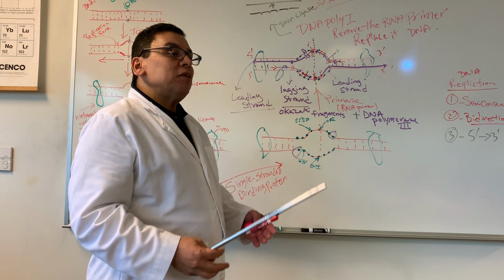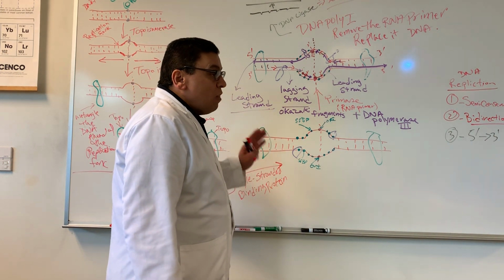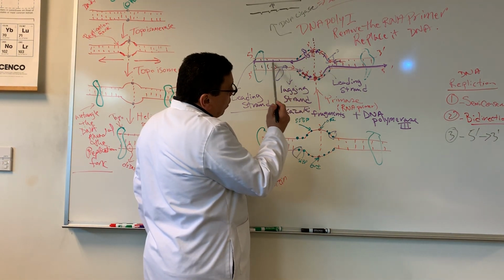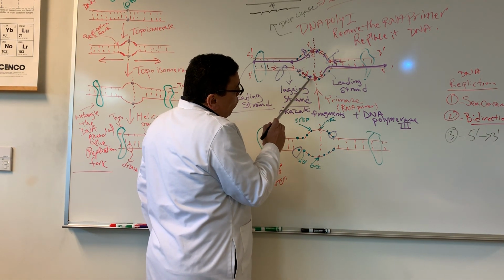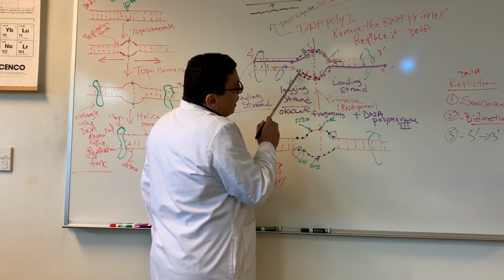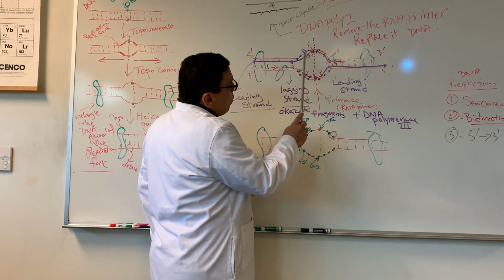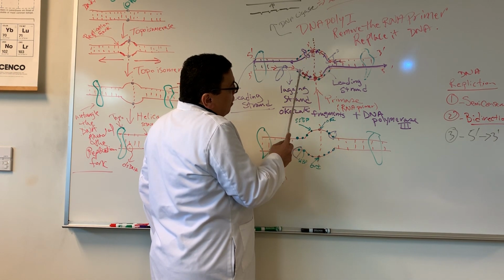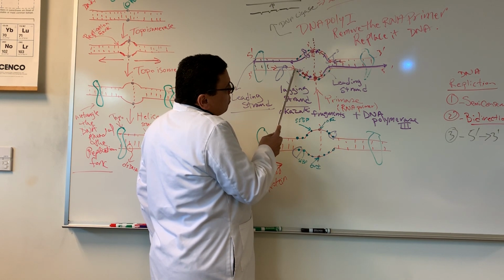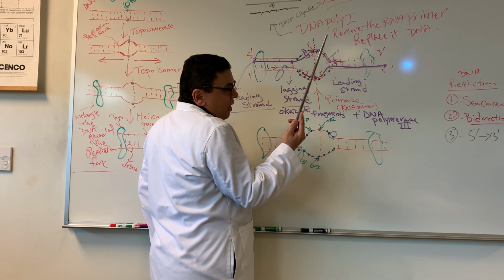Look at how I remember this one. The leading strand is the one that's going towards the fork. The one that's going away from the fork or towards the origin is the lagging strand. So you can say the leading strand is moving towards the fork or away from the origin. The lagging strand is moving away from the fork or towards the origin. It depends on how you look at it.